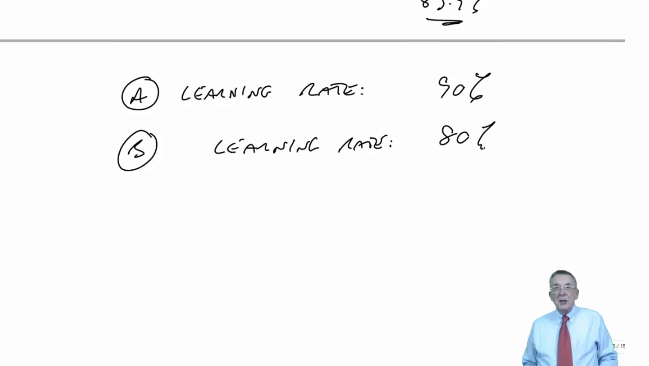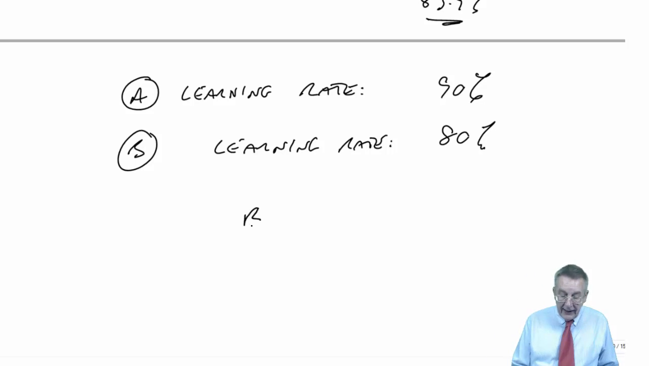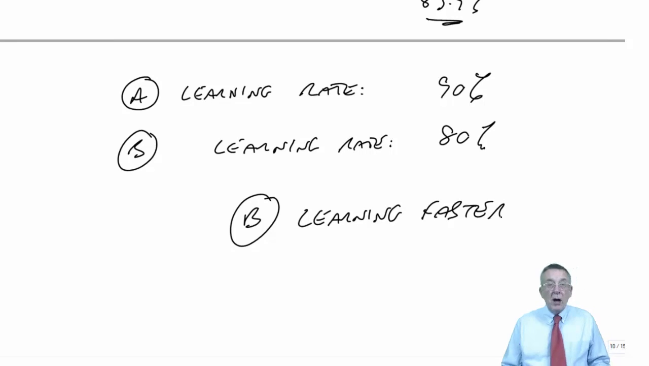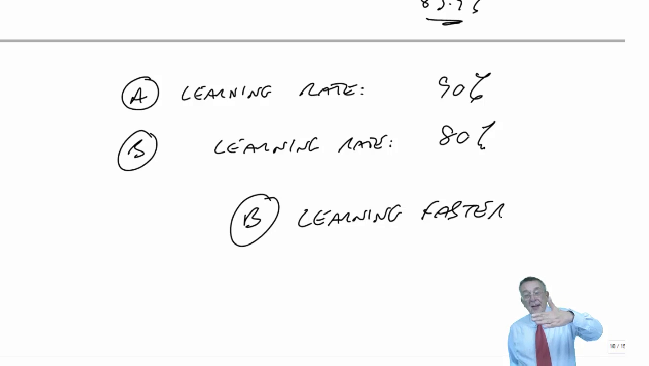It's tempting to say, usually with percentages, the higher the percent, the better. Ooh, A are the faster learners. In fact, B are learning faster. You'd rather the lower the learning rate, the better. Think about it. If the learning rate was 100%, the average would always be 100% of what it was before. They'd never get any faster at all. The lower the learning rate, the faster they're getting.